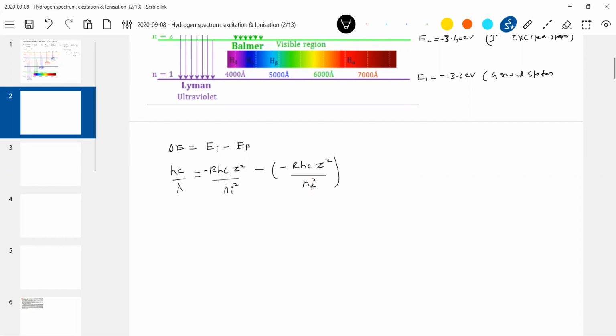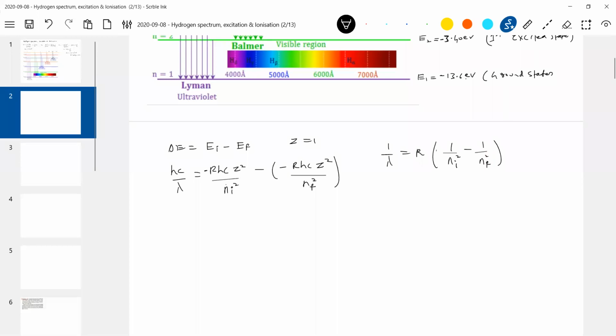hc will get cancelled out, so we'll end up with only 1 by lambda is equal to R. Z square will be there. Since I'm discussing Z equal to 1, the hydrogen atom, hydrogen spectrum is what I'm explaining. So 1 by Ni square minus 1 by Nf square. This was the formula. What happened? Bohr didn't propose it. Bohr just said that when an electron makes a transition from a higher to a lower orbit, then it will give out energy in the form of a photon.